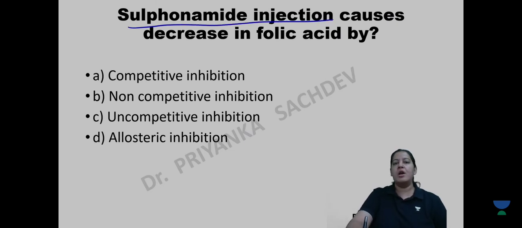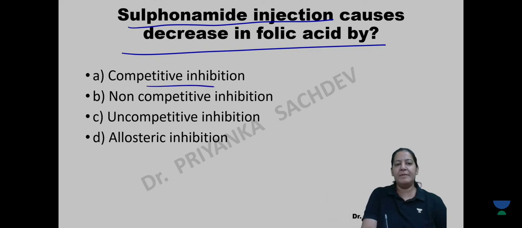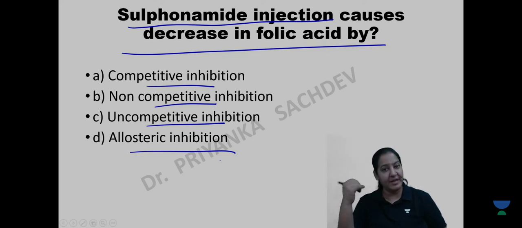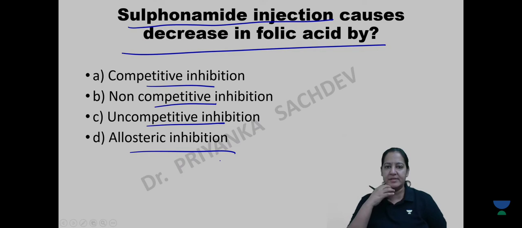Sulfonamide causes a decrease in folic acid. Is it competitive inhibition, non-competitive inhibition, uncompetitive inhibition, or allosteric inhibition? You know, sulfonamide is competing with PABA for binding with folate synthetase.